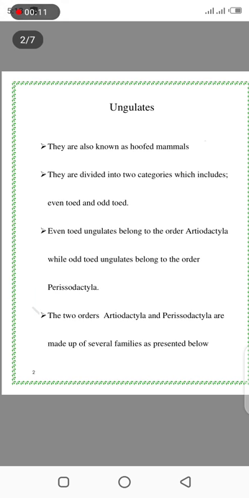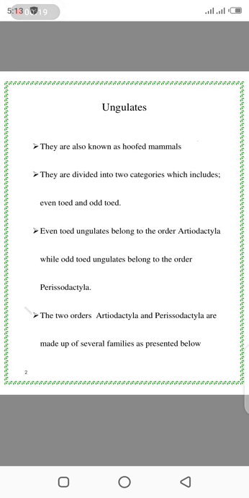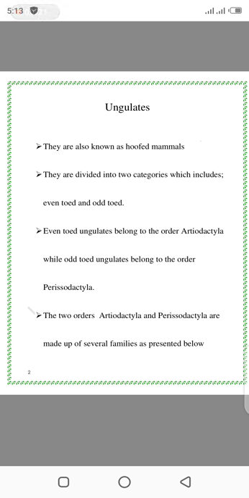In today's video, we are going to talk about a unique group of animals called ungulates, which play a vital role in the food chain and the food web in all the wildlife or the national parks we've mentioned, both in Africa and in Nigeria.